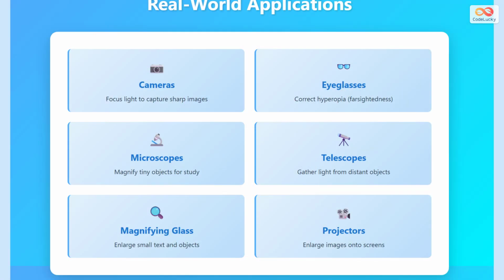Converging lenses are everywhere in our daily lives. Cameras use them to focus light and capture sharp images. Eyeglasses with converging lenses correct hyperopia or farsightedness. Microscopes use these lenses to magnify tiny objects for scientific study. Telescopes gather light from distant celestial objects. A simple magnifying glass enlarges small text and objects. Projectors use converging lenses to enlarge images onto large screens. Understanding converging lenses helps us appreciate the technology that shapes our visual world.